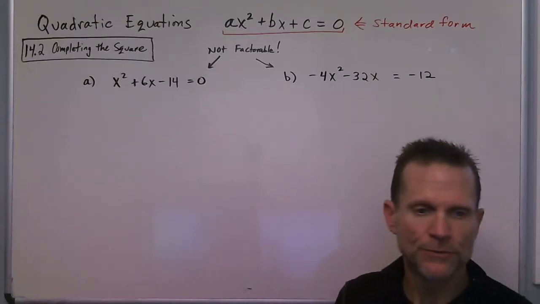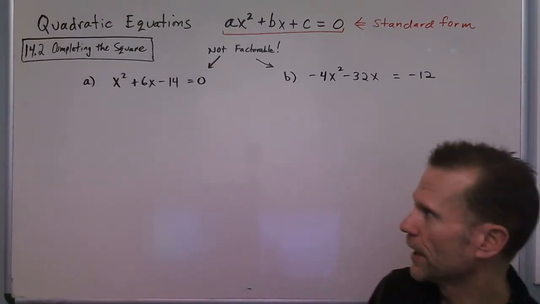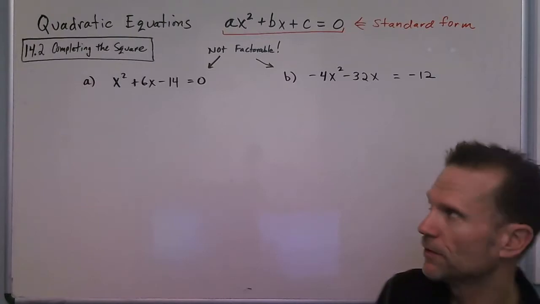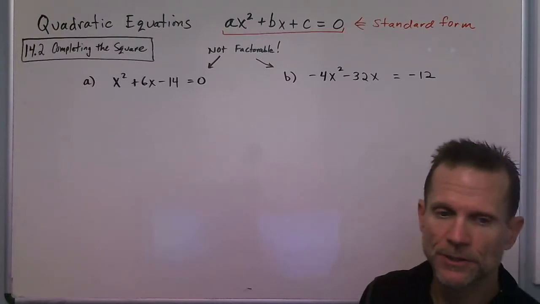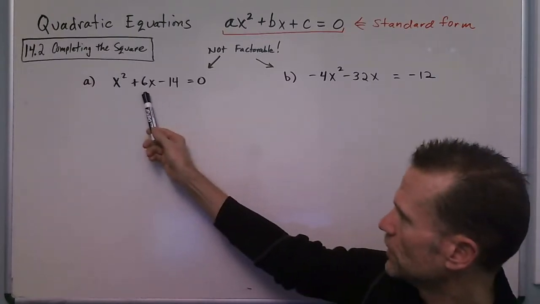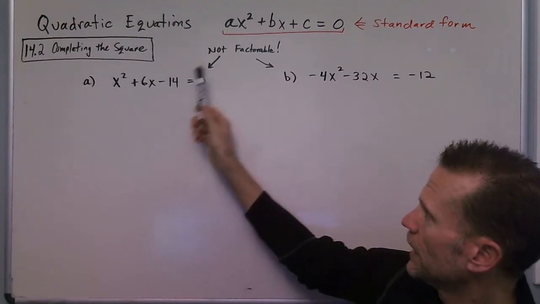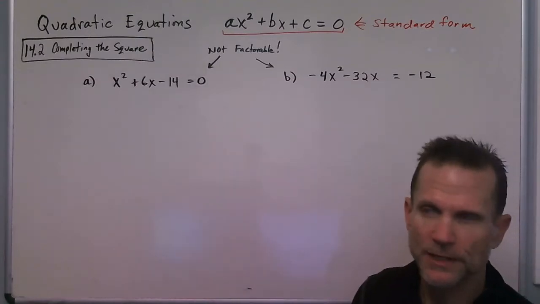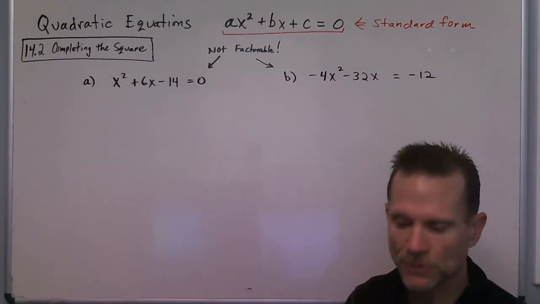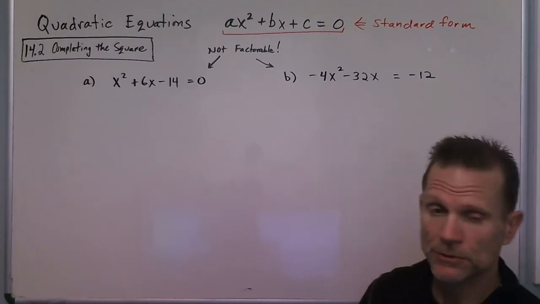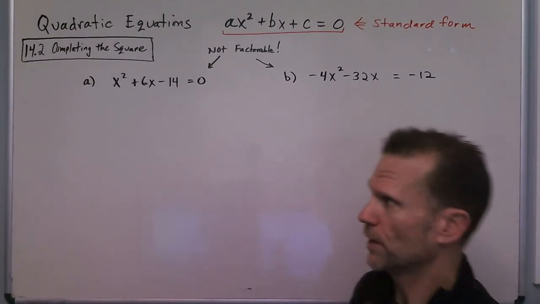Okay, moving on to 14.2, we're going to look at how to complete the square to solve a quadratic equation. If you notice, this one is in standard form, and it is not factorable. If you tried to factor that into two binomials, it would not be factorable. So this is the method of completing the square.